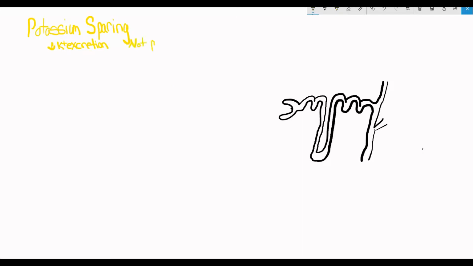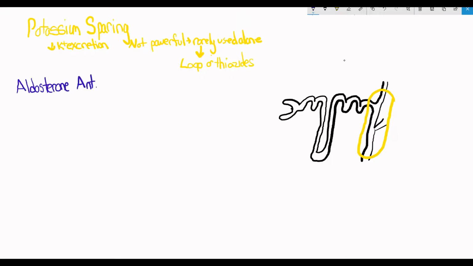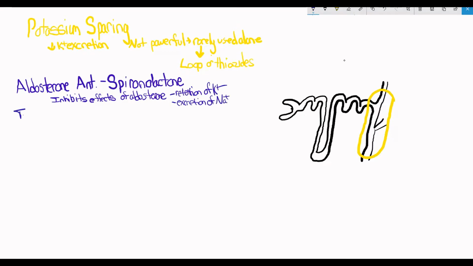Potassium-sparing diuretics are mostly prescribed alongside other diuretics because of their ability to decrease potassium excretion. It's a really weak diuretic, so it's rarely used alone. There are 2 categories. Aldosterone antagonists include spironolactone. It inhibits the effect of aldosterone, so you retain potassium and excrete sodium. It's a treatment for hypertension, edema, hyperaldosteronism, premenstrual syndrome, and polycystic ovary.